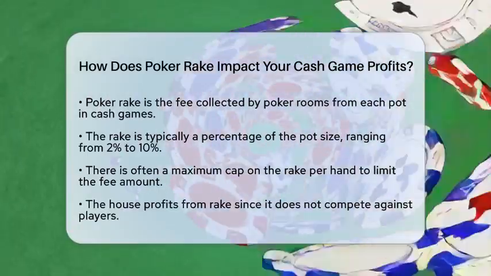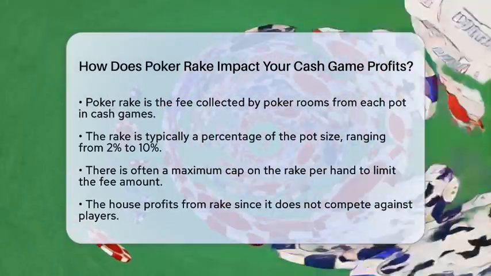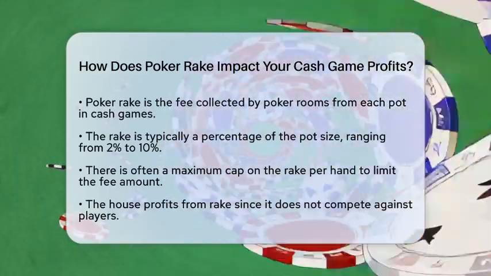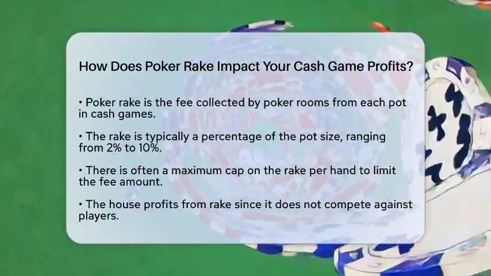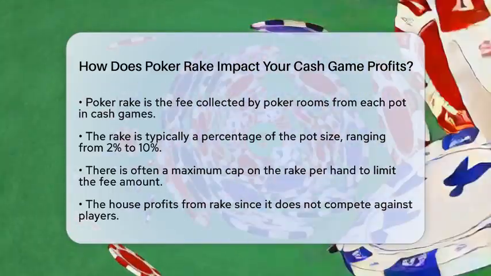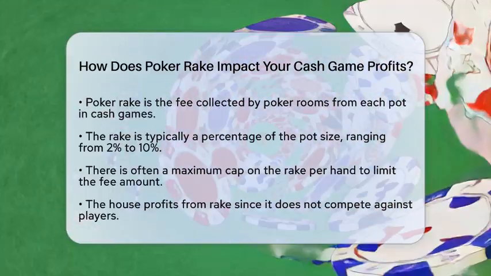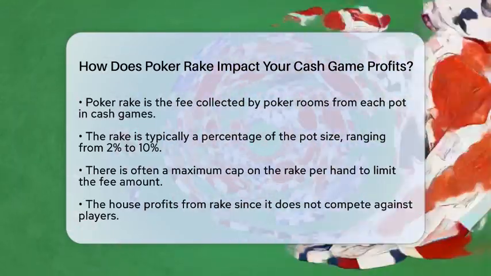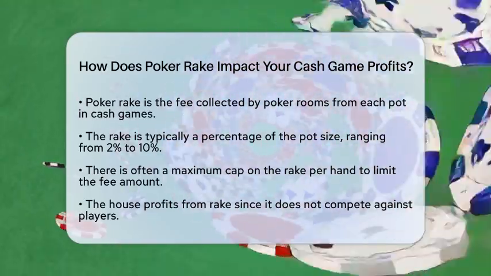Poker Rake is the fee that the poker room collects from each pot in cash games. This fee is usually a percentage of the pot size, typically ranging from 2% to 10%. There is often a maximum cap amount per hand, which means that the rake will not exceed a certain dollar amount. This is how the house makes money, since it does not play against the players.